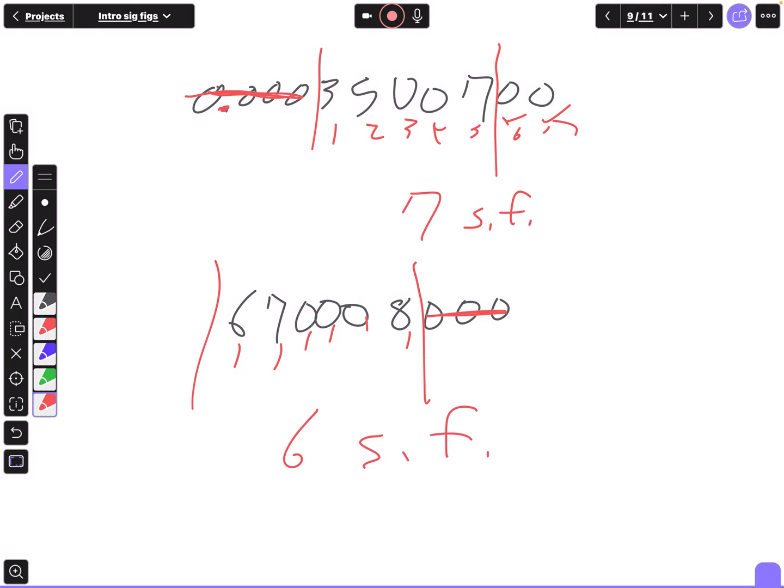All right, so what we have to remember is all non-zero numbers are significant. Zeros that are embedded in between 2 non-zero numbers are always significant. Leading zeros that come before numbers, regardless of a decimal, are never significant. And then zeros that come after non-zero numbers, trailing zeros, are never significant unless there is a decimal.